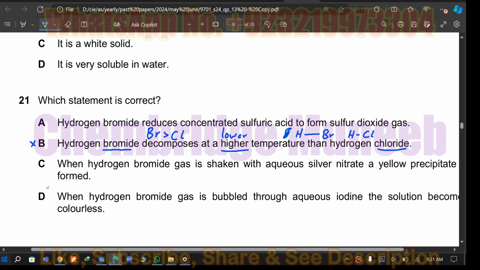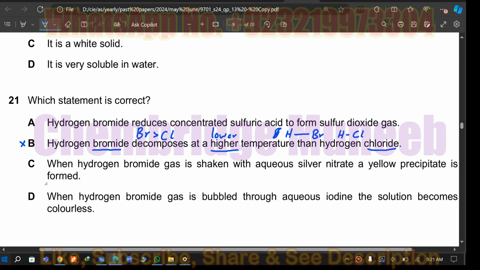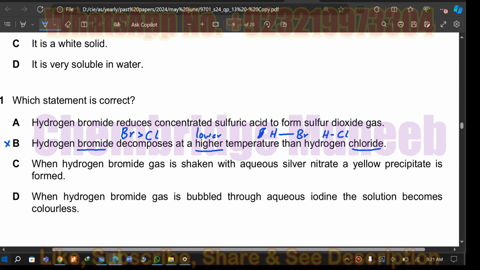C. When hydrogen bromide gas is shaken with aqueous silver nitrate, a yellow precipitate is formed. So it is incorrect. Either you can tell in terms of hydrogen bromide or in terms of its color. If it is bromide, then the color should be cream. However, this yellow color belongs to iodide. If it were written iodide, then the yellow is correct. So in both ways it is incorrect.